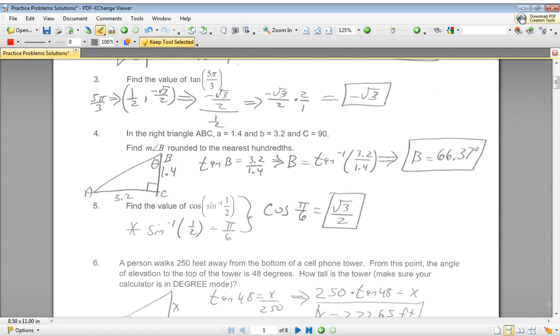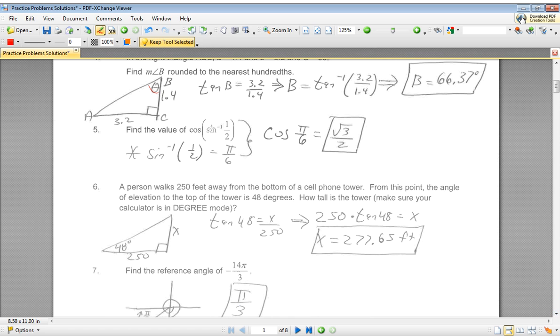Number 4, right triangle has those sides, and C is 90 degrees. That should say degrees. Round to the nearest hundredth. Well, if we're trying to find B, we have an opposite and we have an adjacent. So that's going to be 3.2 over 1.4. Take the inverse tangent of both sides to find B.